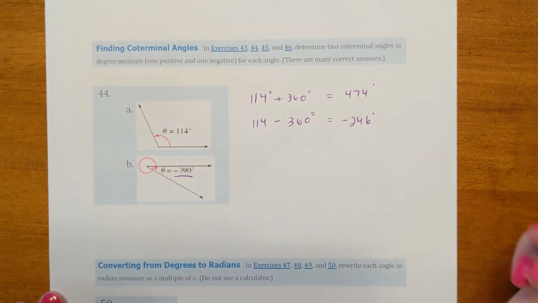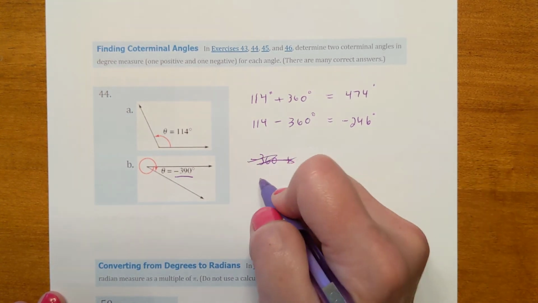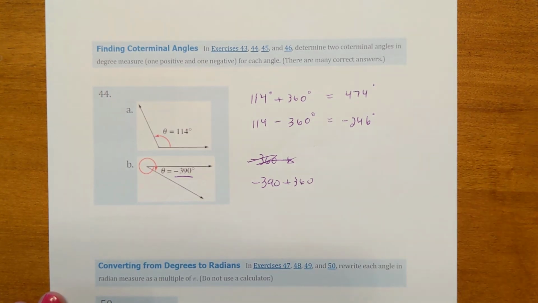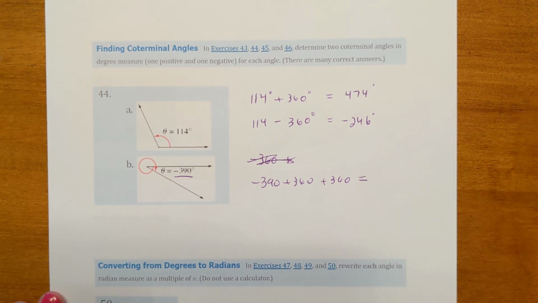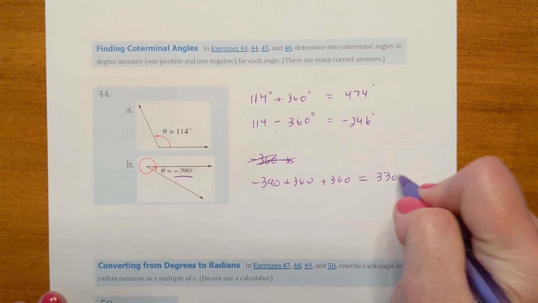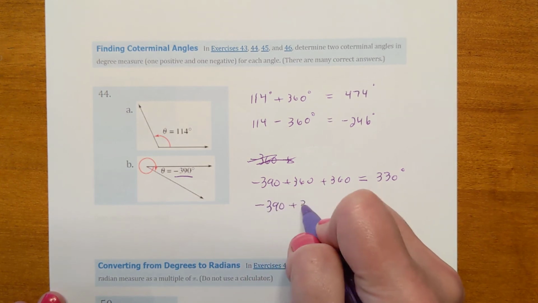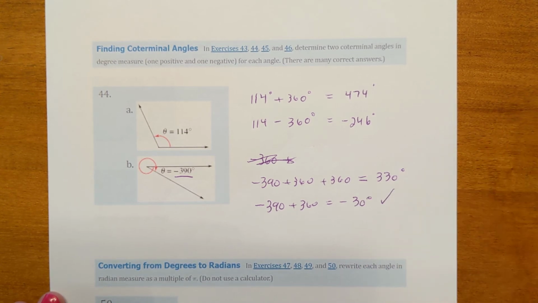This one's kind of fun. We'll do that one. So they want a positive and a negative. So negative 390 plus 360. Notice that's still going to be negative. So what you do is just add another 360 again. And that'll get you to positive 330 degrees. And then the other one, if we just want to add one 360, that would take us to negative 30. So then we have a coterminal negative angle and a coterminal positive angle. So they all land at the same place.